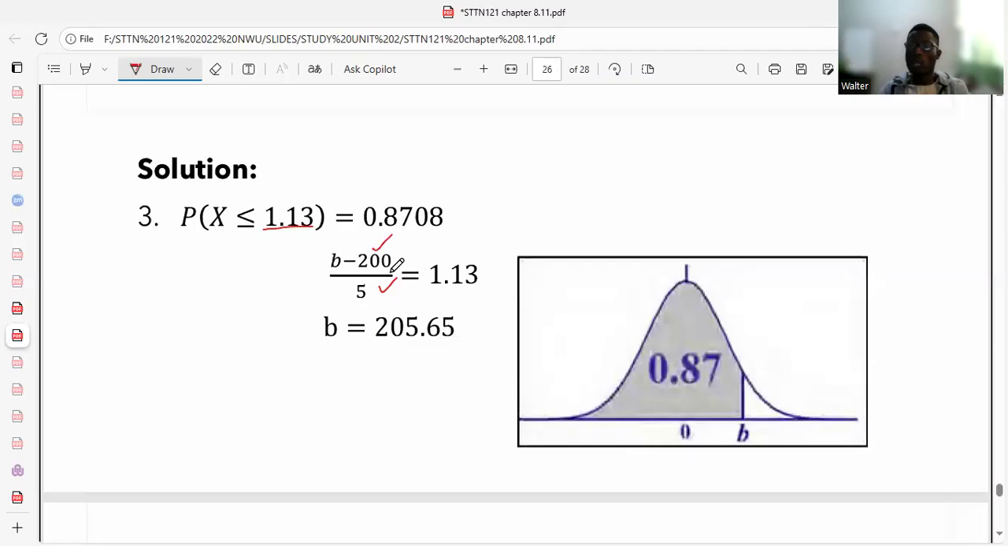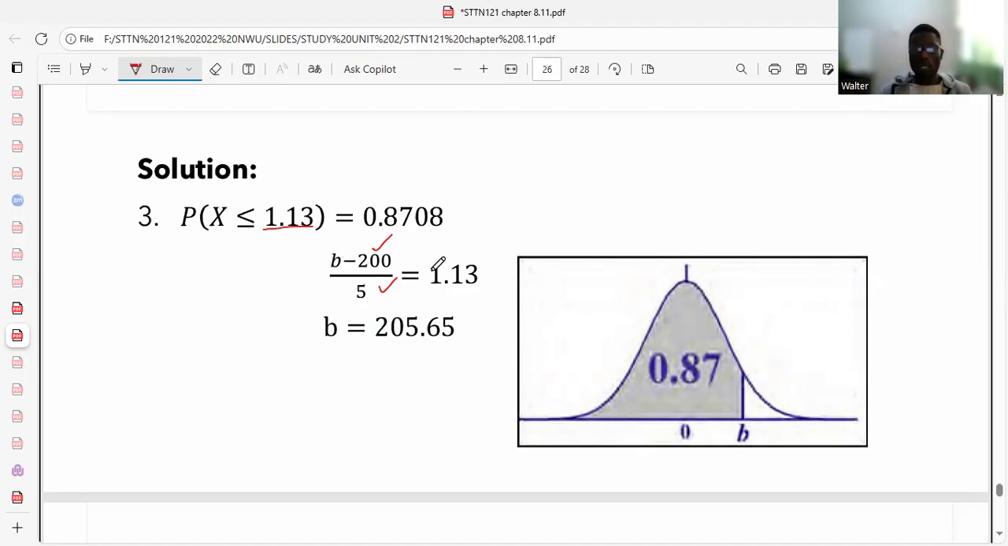But the question is, do you have the value of x? You don't. That's the reason why they give you the probability value, for you to use that probability value to get the z value. Once you get the z value, then you will be able to get the value of b. When you see x, you're going to replace x with b: b minus 200 divided by 5.